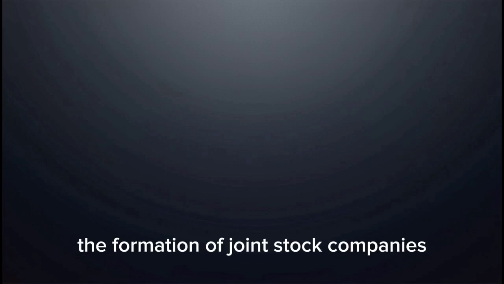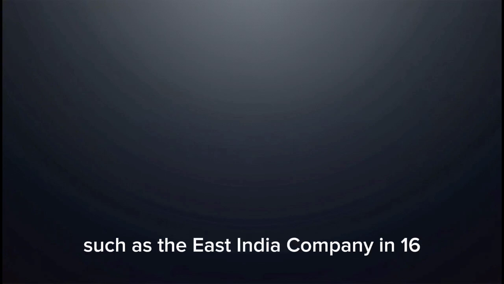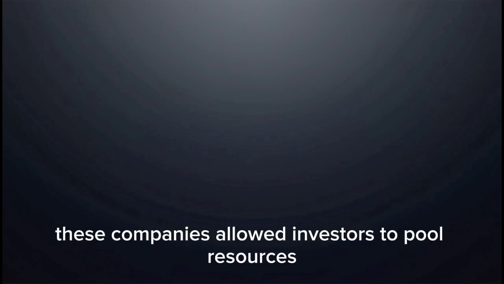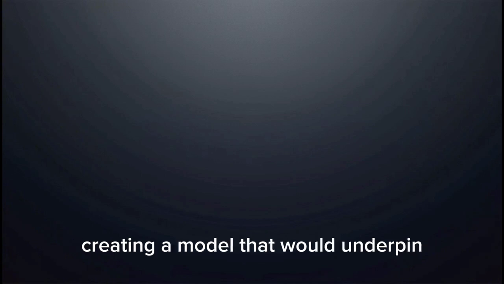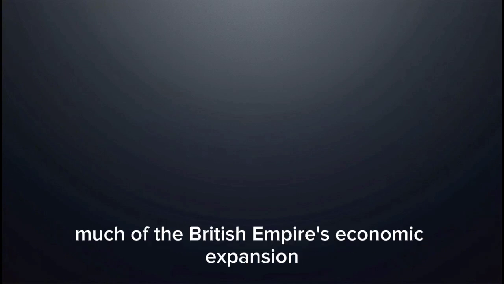The formation of joint stock companies, such as the East India Company in 1600, was a significant innovation that facilitated large-scale commercial ventures. These companies allowed investors to pool resources, share risks, and profit from overseas trade, creating a model that would underpin much of the British Empire's economic expansion.